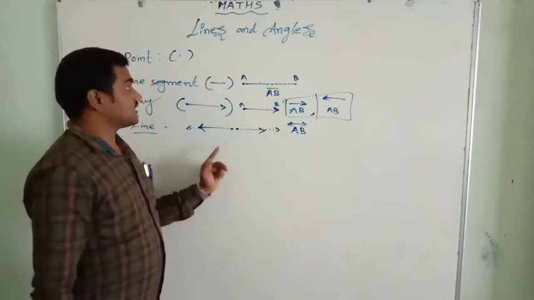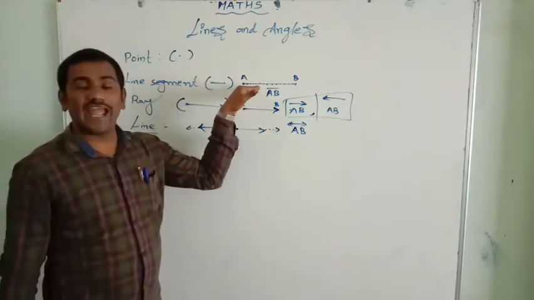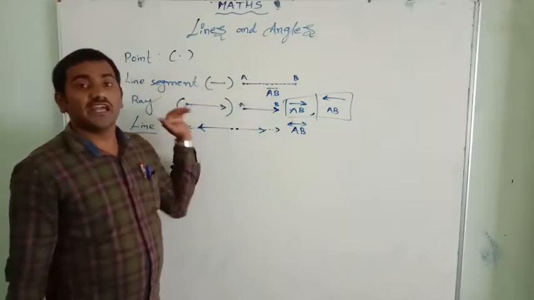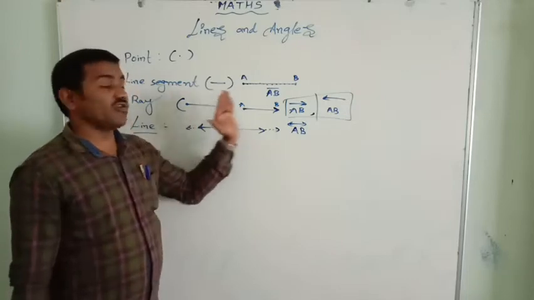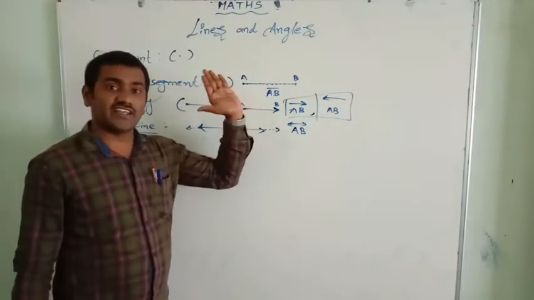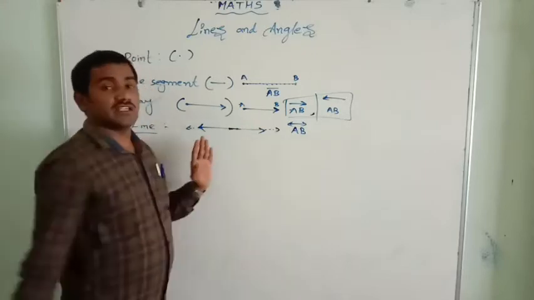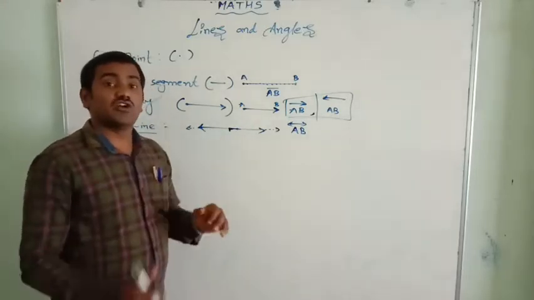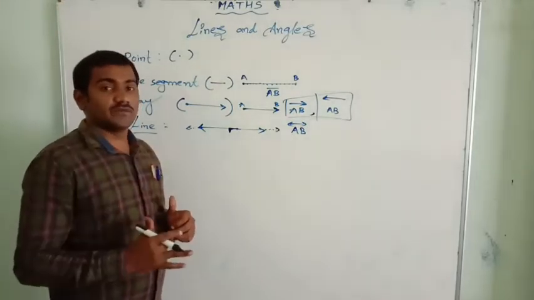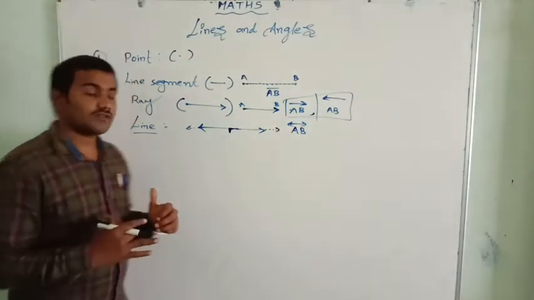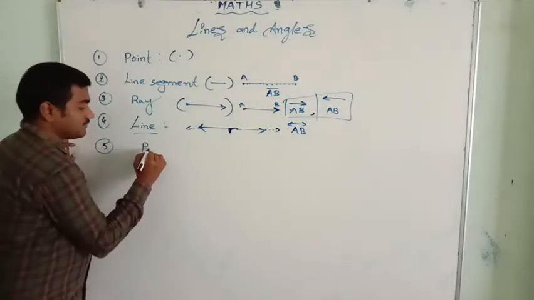I hope you understand what a point is. A line segment has two endpoints and it can be measured. A ray and a line cannot be measured. A ray has only one endpoint and one side we can extend infinitely, and a line cannot be measured and it can be extended in both directions infinitely. And next we will learn about parallel lines.